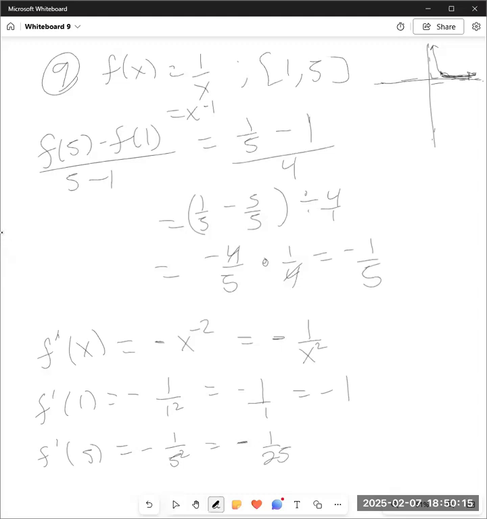And negative 1/5 is between negative 1 over 25 and a negative 1. So if you wanted to make everything a common denominator, this is negative 25 over 25, and this is negative 5 over 25, and negative 5 is between negative 1 and negative 25. So just think of them all with common denominators if you need to prove the intermediate value theorem to yourself there.